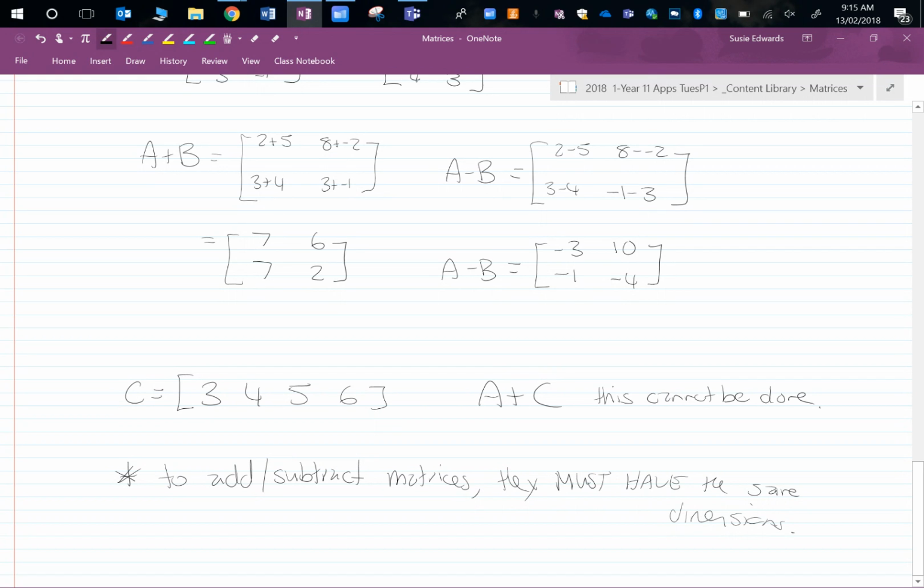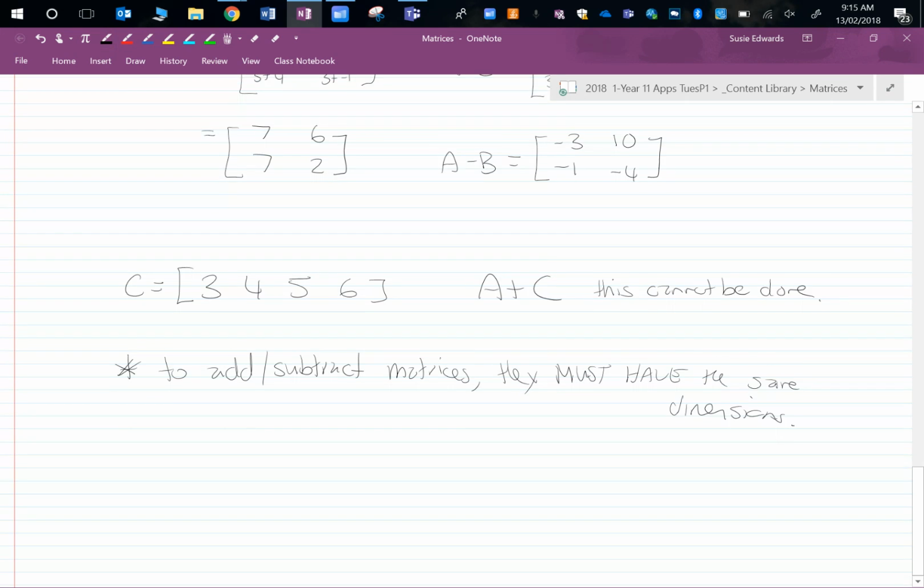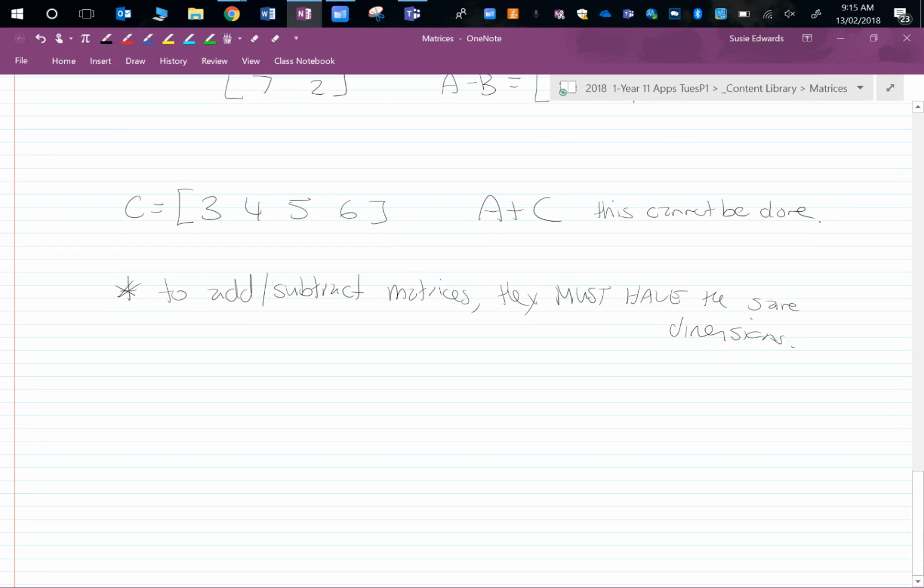Now, you'll notice it didn't matter when we were timesing by a whole number. So there's a difference between these sort of things. There's timesing by a whole number. That just stays the same. That's okay. This is adding matrices. That's different, okay? Everyone good with that? Okay. So let's just try one last example.